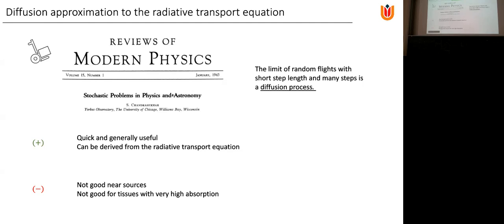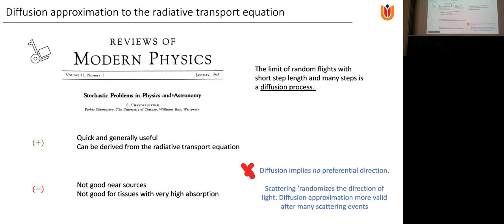There are also drawbacks. It does not perform very well near light sources, because then the many scattering events, the many steps, have not occurred yet, so it's not so good close to sources. It is also not so good for tissues that have very high absorption, because if the absorption is really high, then the photons get absorbed before they have the chance to take many steps. So in these two circumstances, it does not perform well. Also, if it's a diffusion process, it implies that there is really no preferential direction that the light travels anymore. The scattering randomizes the direction of the light. So if you start with a laser beam shining light on it, all the photons would have the same direction, but after many events, the directions of the individual rays are completely randomized.